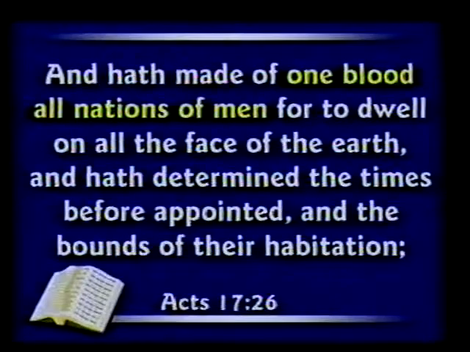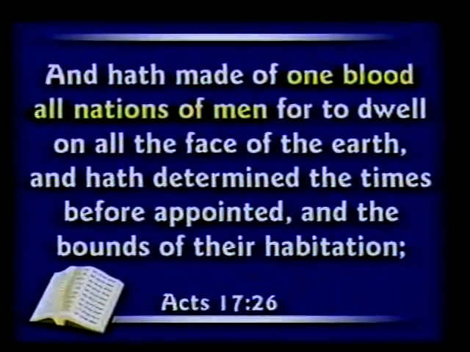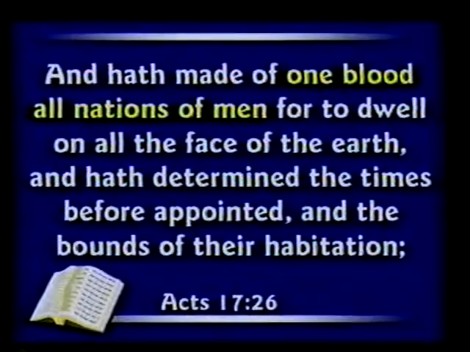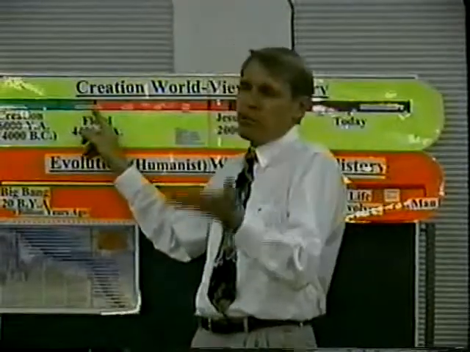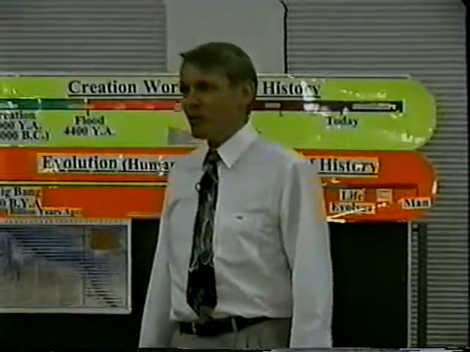Acts chapter 17 tells us God made all nations of one blood. According to the creation view, we all came from Adam and Eve. Then later, we all came from Noah's 3 sons. So there's certainly no reason to be a racist and say I'm superior to somebody else because of the color of my skin or because of the language that I speak. That's just flat silly. Okay, we all came from one blood.